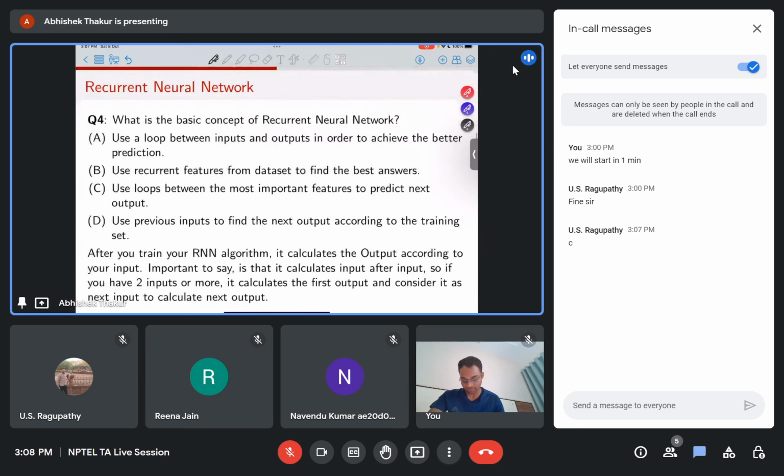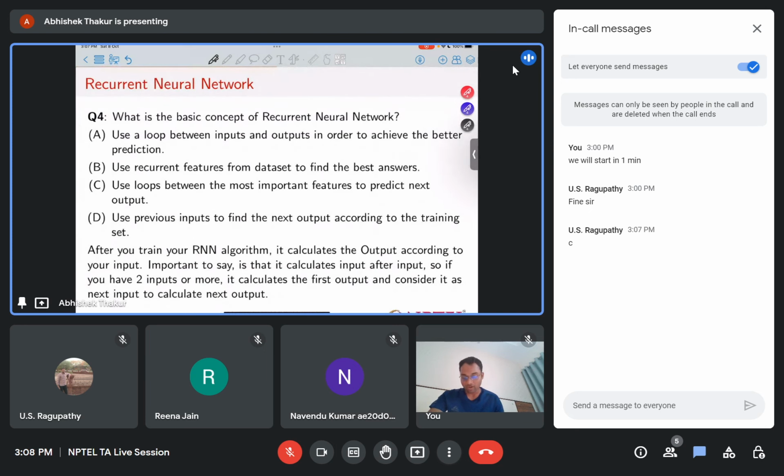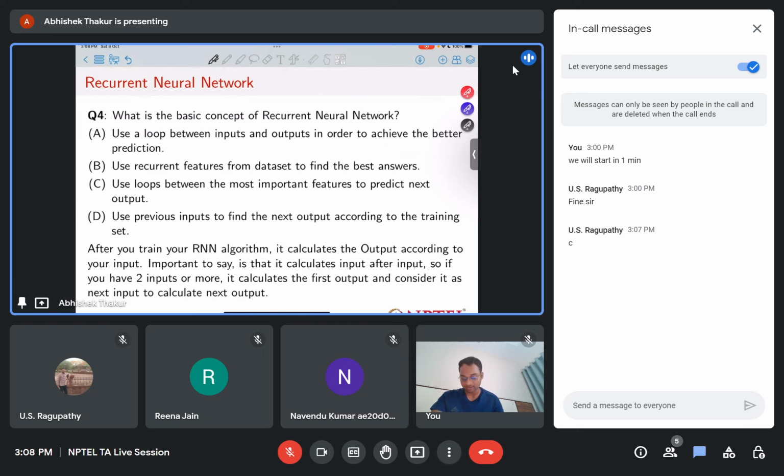Now we'll move on to question number four. What is the basic concept of recurrent neural network? It is asking the concepts of RNN, so we'll see all the options. The first is use a loop between inputs and outputs in order to achieve the better prediction. Use recurrent features from dataset to find the best answers. Use loops between the most important features to predict next output. Use previous inputs to find the next output according to the training set. So this option is correct, as you can see.